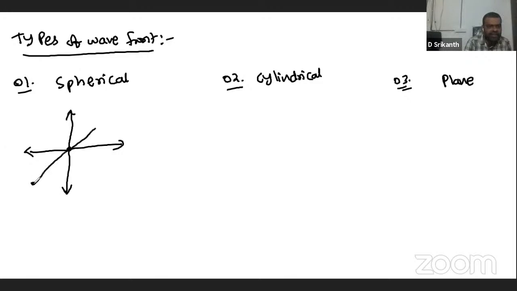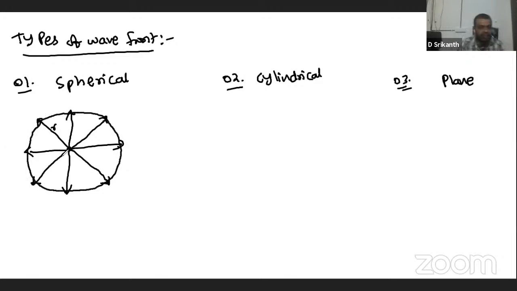Even you can see in electrostatics, with respect to a point charge, at a distance r, all the points will have the same electric field. The locus of all these points, there we call it the intensity of electric field. Here we are concerned with the wavefront. This is a spherical wavefront.